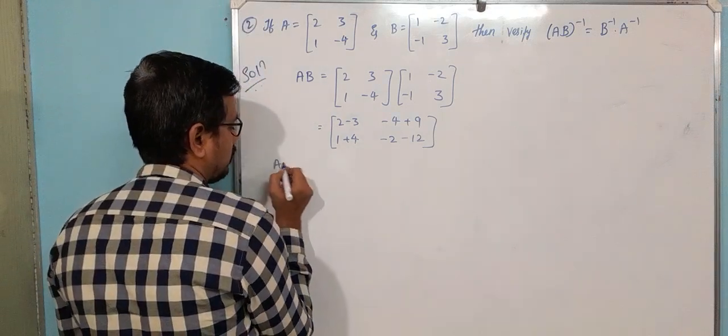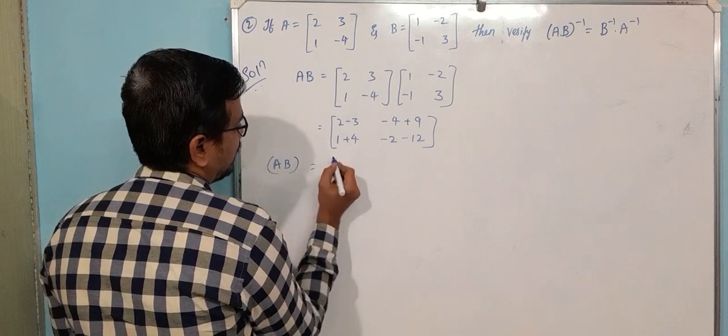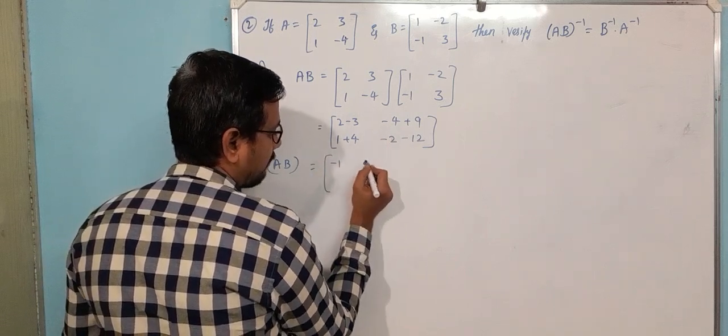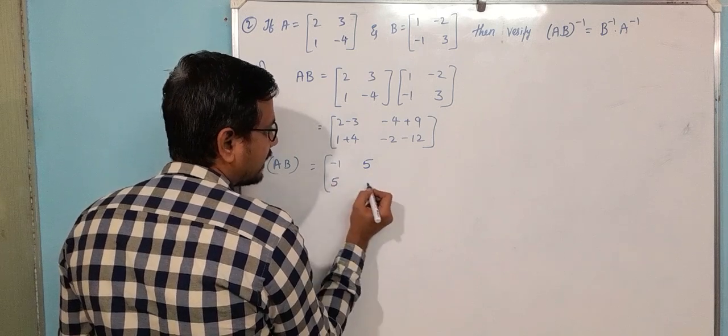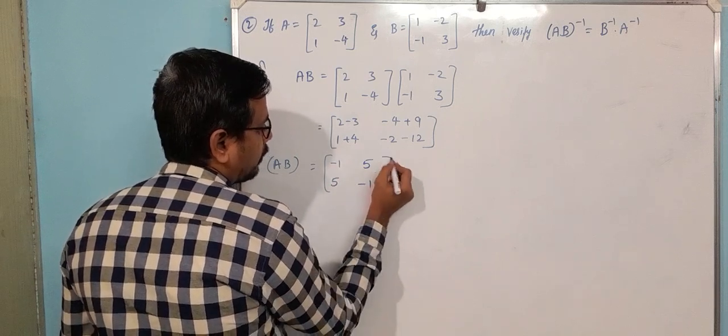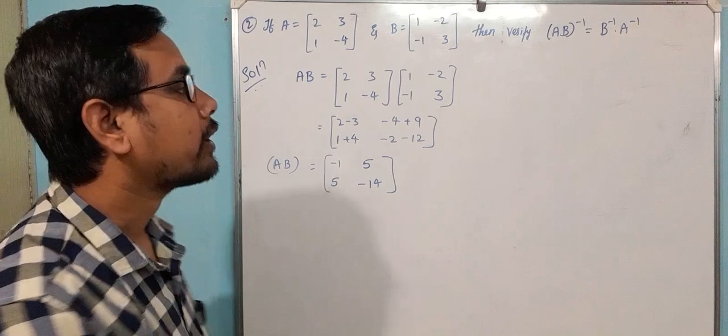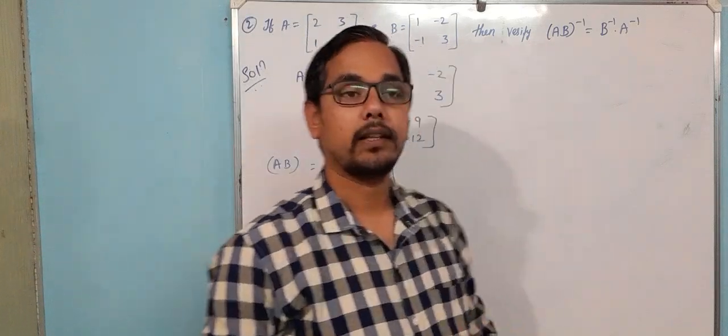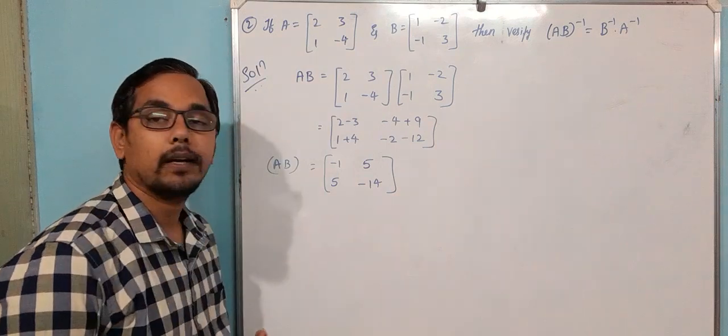So here it can be written as 2 minus 3 is -1, this will be -4 plus 9 is 5, this is also 5, and this is -14. So we got A into B. What we need here is (AB) whole inverse, that is, the inverse of this particular matrix.